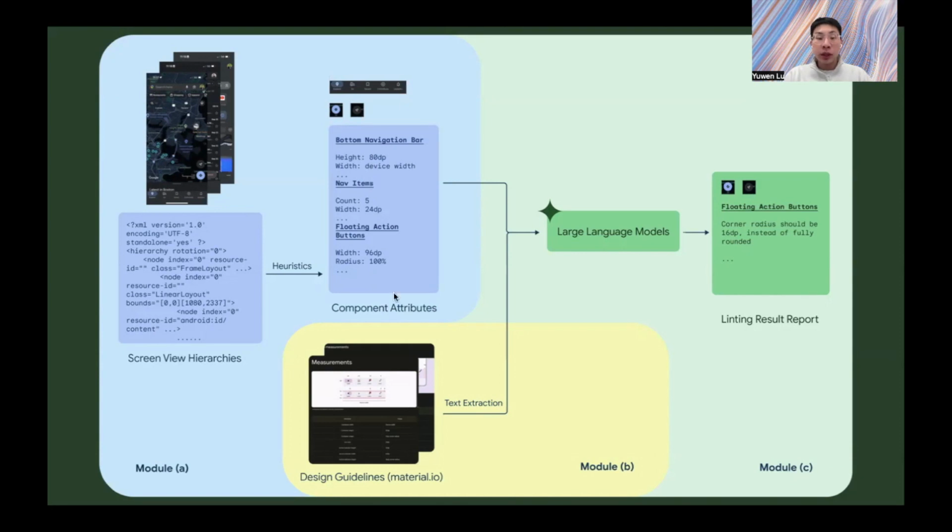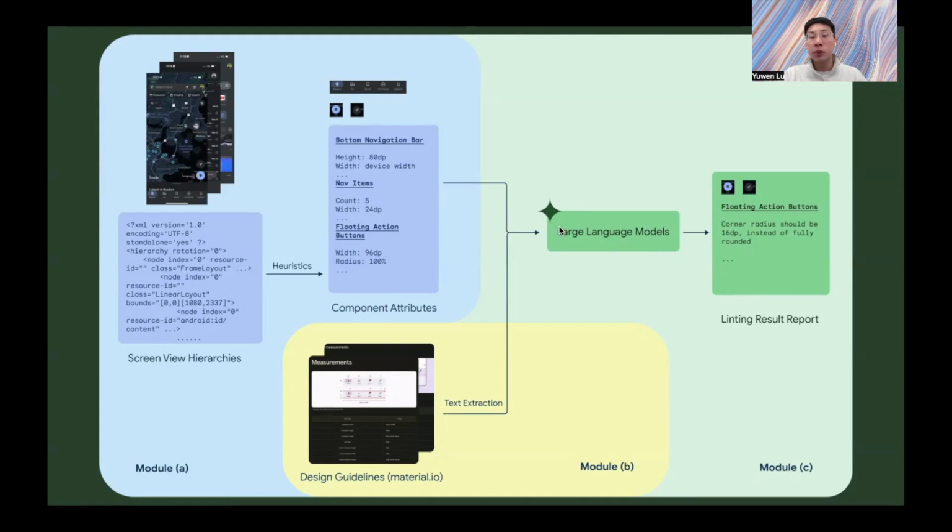Pretty much, we handcraft heuristics to parse out these components and their attributes to more easily feed them into large language models. And the second component essentially serves as a retrieval augmented generation component. This module takes the design guidelines we found on material.io, and extracts the relevant pieces that we care about for the components we want to check for as sort of grounding evidence for the large language model to do the linting on. And we pretty much take both of these and put them into a large language model.